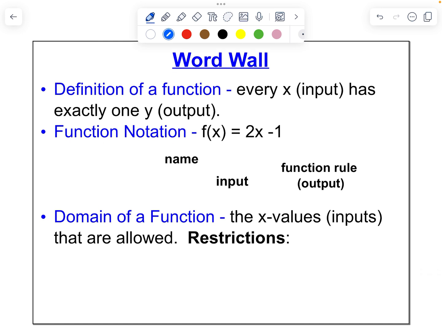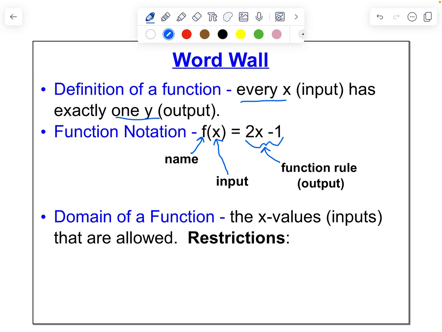Definition of a function means that every x has exactly one y. We saw that a few days ago. Just a reminder of what this function notation looks like. We talk about the name of the function. That's the letter out in front of the parentheses like that. We talk about the input. That's always the letter inside. Now that's going to start changing today based on the application problem we have. And then the function rule or the output is this other side of the equation here.